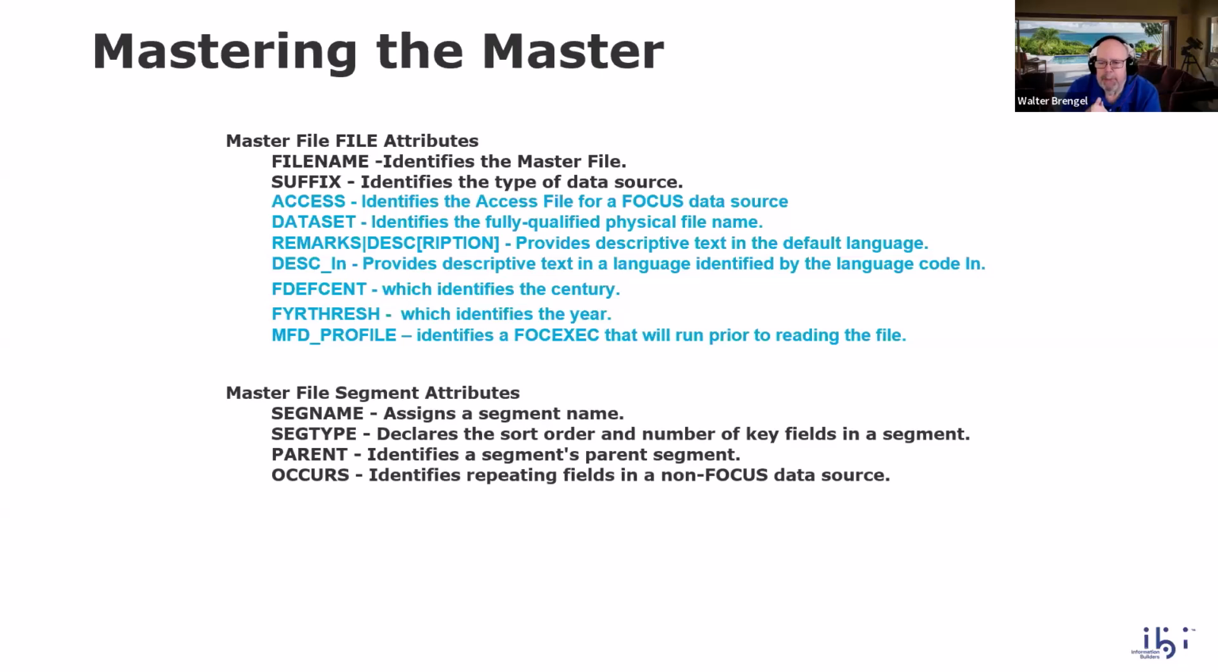At the segment level, we have the seg name and the seg type. The seg name just gives a name to that grouping of fields. The seg type lets you know, is this keyed, and what the order of the key fields are. The parent tells you if this is a child of a previous segment. And then you can have recurs, so you can have multiply occurring segments.